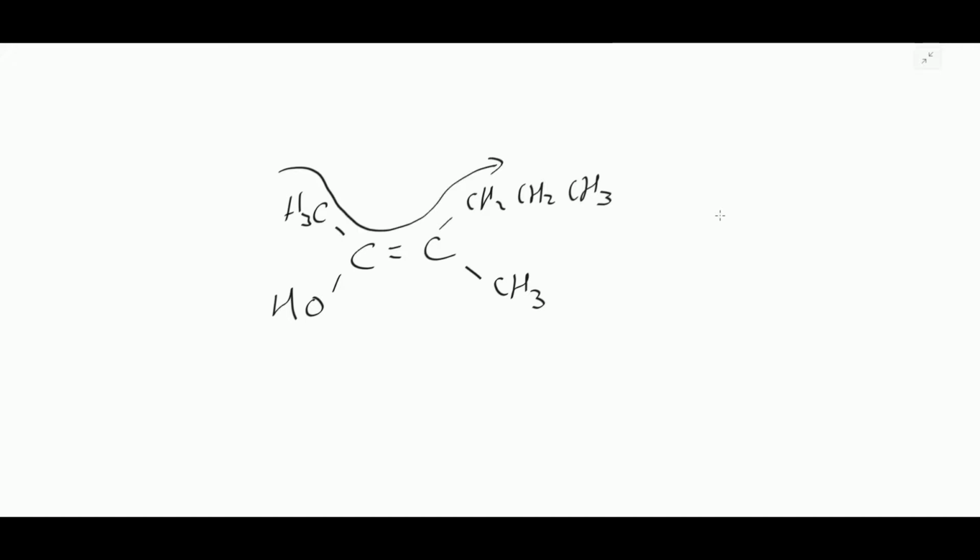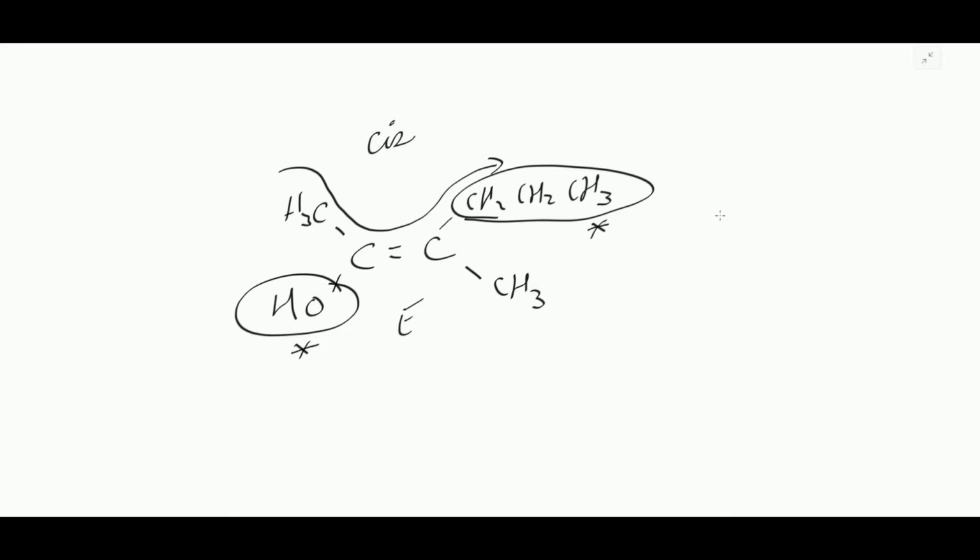So, for example, you could have C, C, CH3, CH2, CH2, CH3, CH3, OH. Now, the main chain goes through the double bond there, and it would be cis. But you compare them, this propyl is the heavier one on this side, but the OH is the heavier one on this side. So this molecule is E.